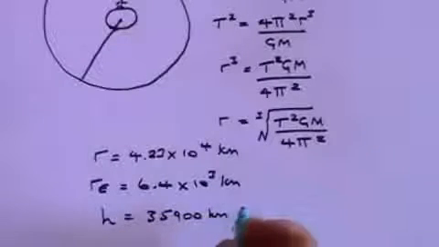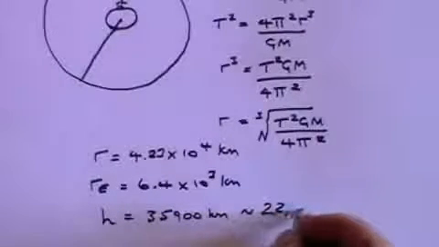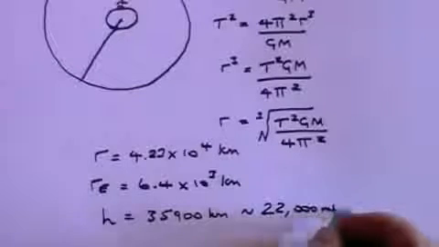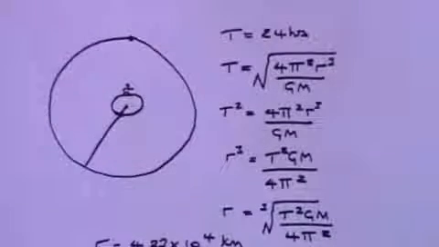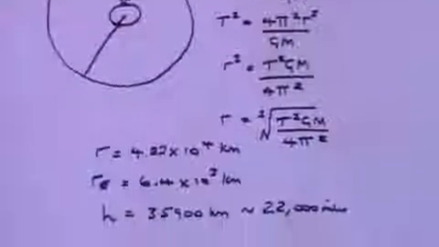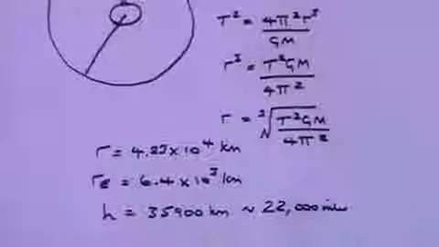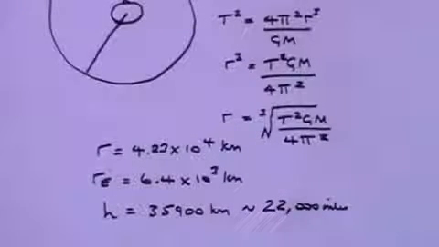35,900 kilometres, which is very roughly 22,000 miles. So a geosynchronous satellite, that is one that will stay above your head for the whole 24 hours, has to orbit at about 22,000 miles above the Earth.